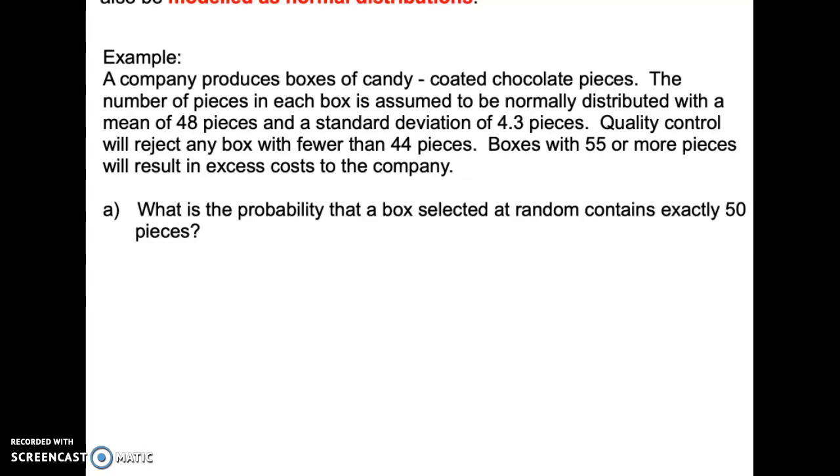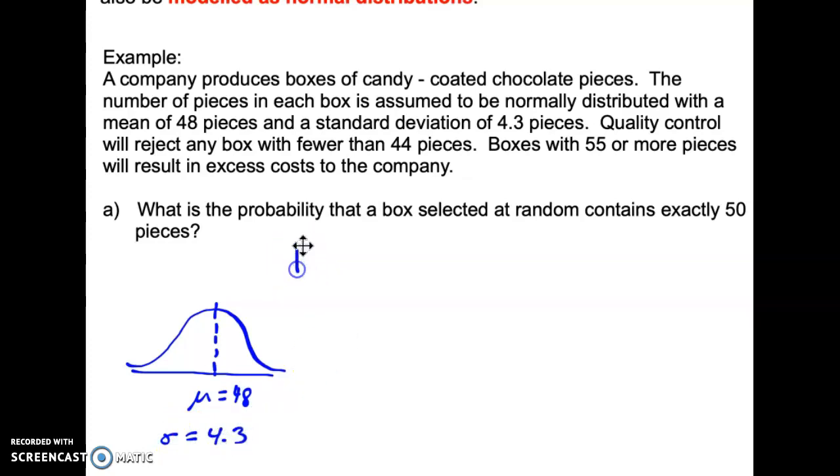Okay. So, it is normally distributed. So it is going to have that normal distribution curve. We know what mu is. Mu is 48 pieces, that's our mean. And we know that our standard deviation is 4.3. Okay. They want us to find the probability of having exactly 50 pieces. So of x equaling 50. So the problem with that is that is a discrete number.